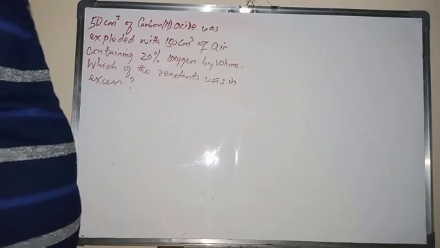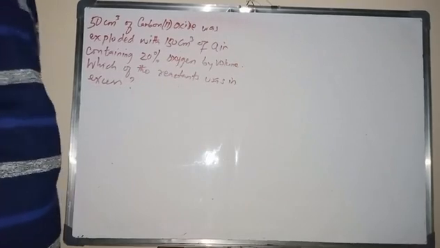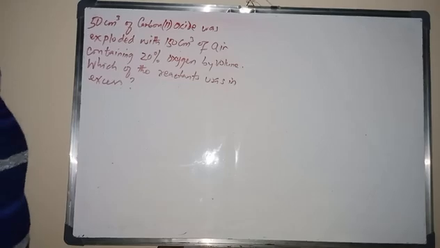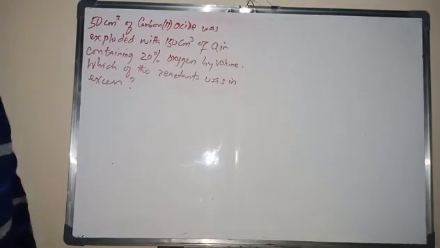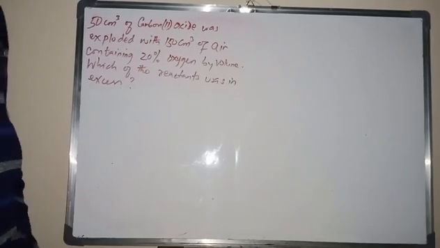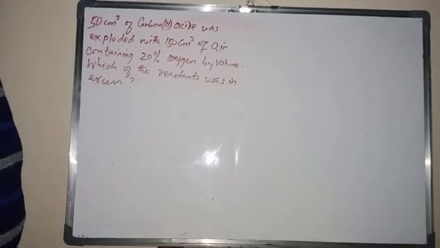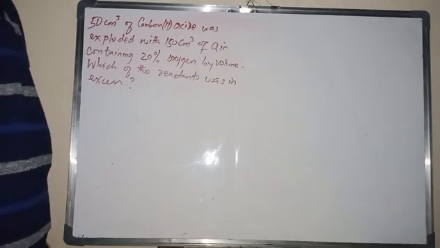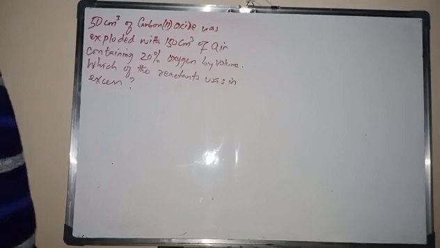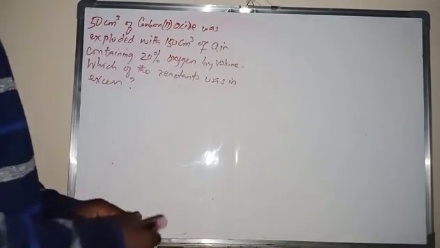Good evening. Let's look at this question on the board. 50 cm³ of carbon(II) oxide was exploded with 150 cm³ of air containing 20% oxygen by volume. Which of the reactants was in excess?